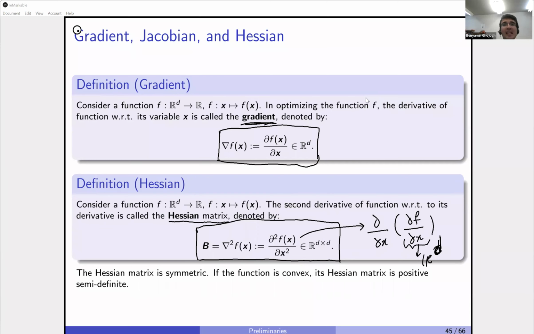So we usually have a gradient vector, and we usually have a Hessian matrix. And the Hessian matrix is symmetric. Usually the conditions for making it symmetric hold in our cases. If the function is convex, the Hessian matrix is positive semi-definite. It means that all of its eigenvalues are non-negative. If you don't know what eigenvalues are, don't worry about that. You can look at it offline and it won't be in the exam.